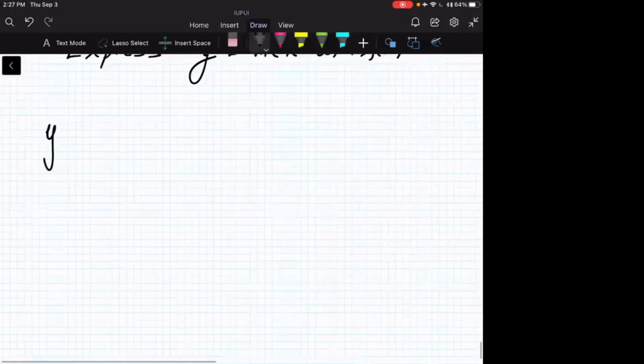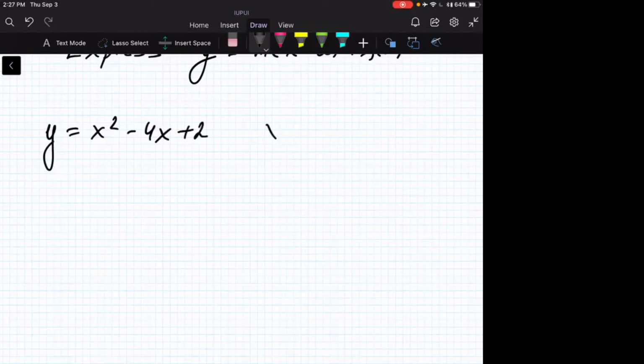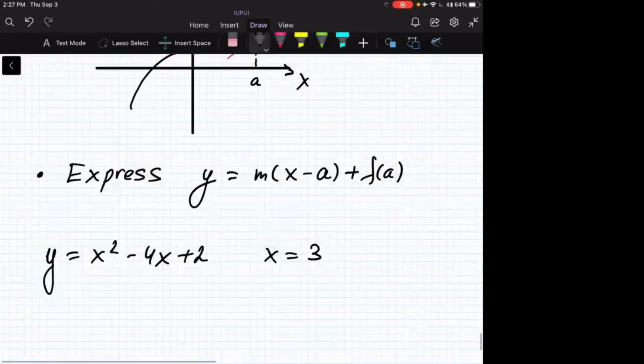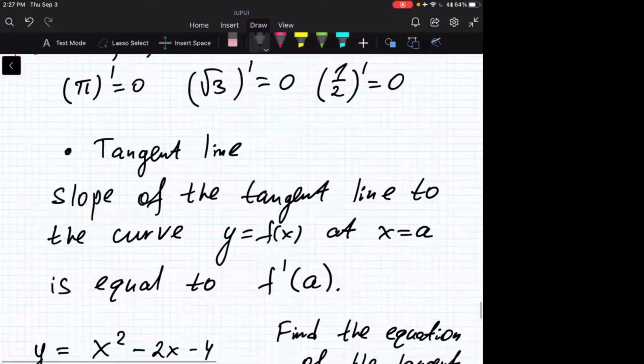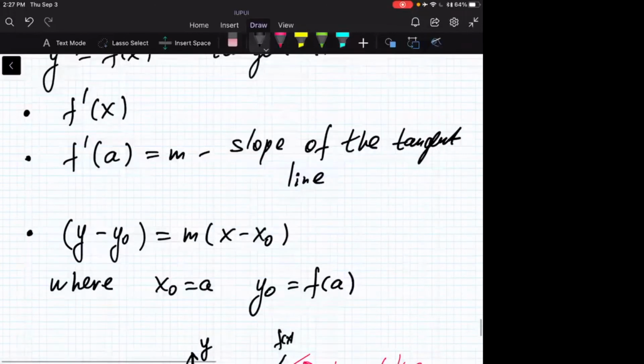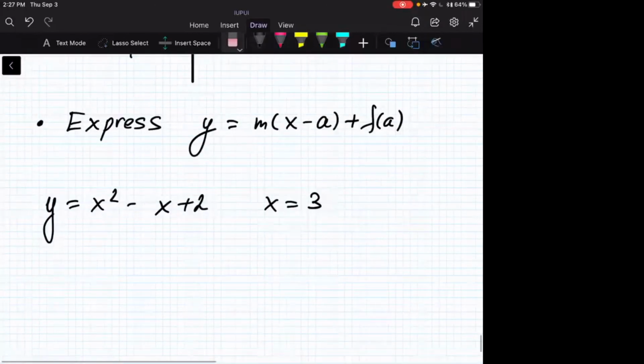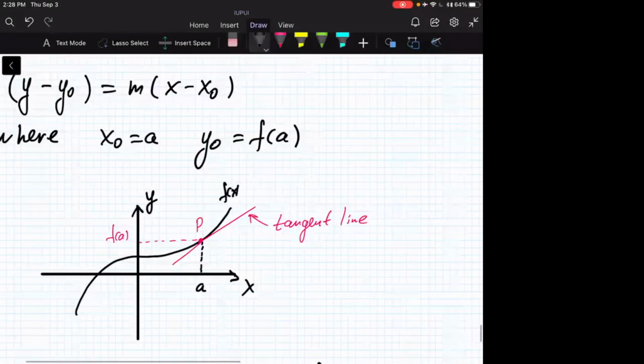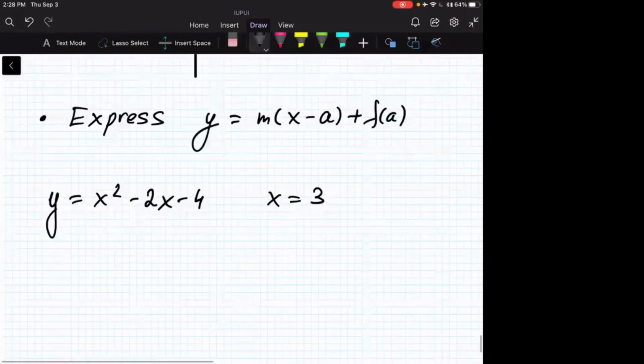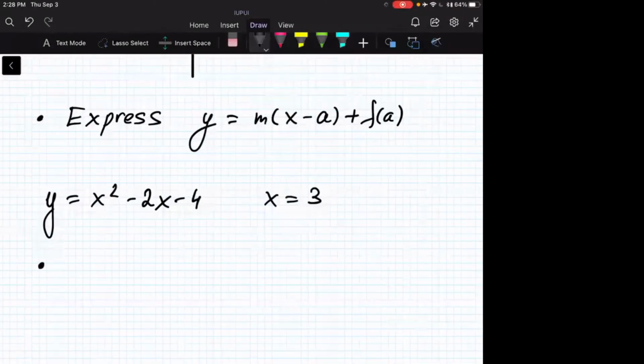So let's come back to our example, y equals x squared minus 2x minus 4, at the point x equals 3. So first step is to calculate the derivative.